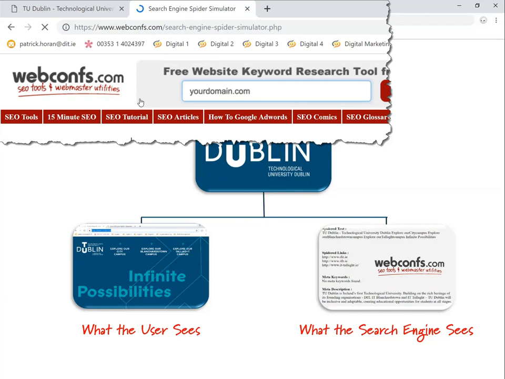Okay, I'm going to click on the webconf.com, and this is called Spider Simulator. So if you go into Google and you type in search engine Spider Simulator, you'll get the exact same website we're going to go to, but it's webconf.com. Okay, so I'm going to click on that link, and it's going to bring me to the website.